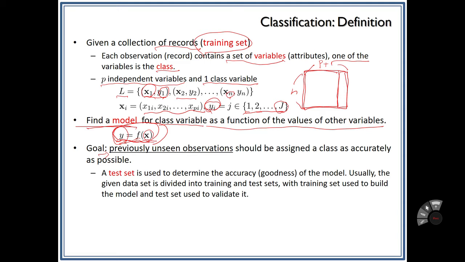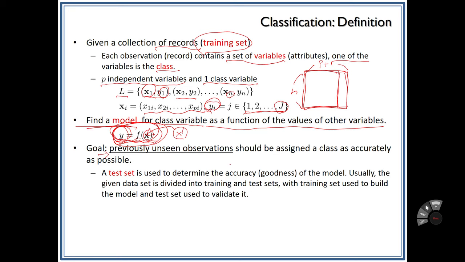So the reason that we make this model is to predict the class of new objects. There's a new object x prime, and we put that x prime in here, and then we predict its y value, its class. In this mechanism, a test set is used to determine the accuracy or goodness of the model. Usually the given data set is divided into training and test sets, with the training set used to build the model and the test set used to validate it.